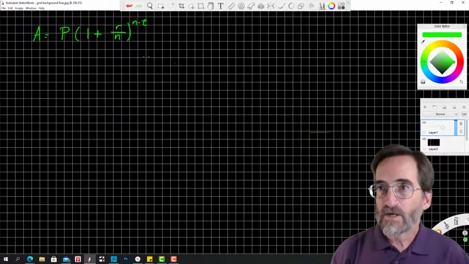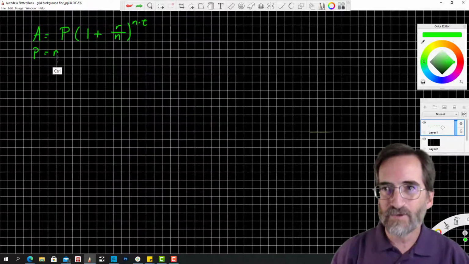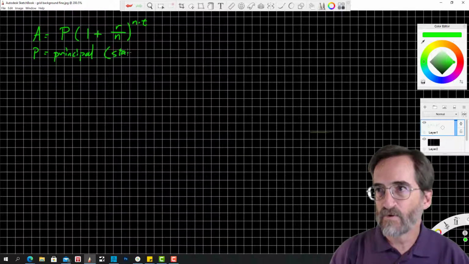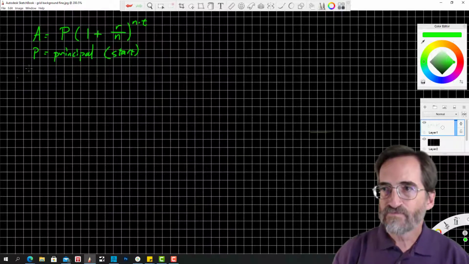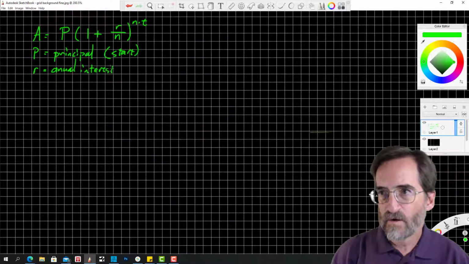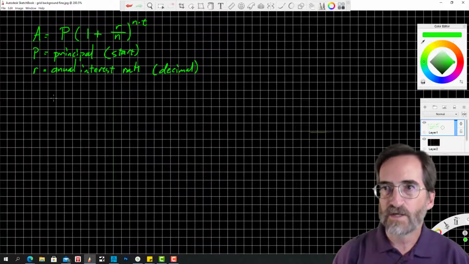Okay, so let me explain each one of these again. P stands for principal. That's the starting amount. Okay, it's the amount in the account to begin with. R is the annual interest rate, and it is a decimal. It needs to be a decimal, not a percentage.